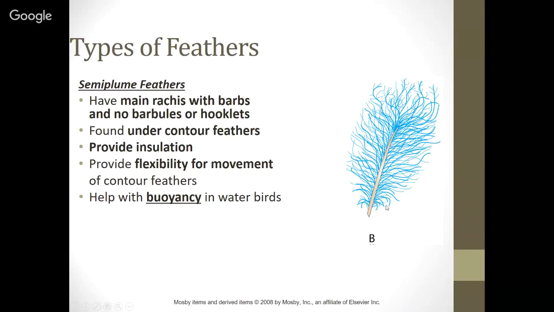This is a semi-plume feather. These have a main rachis, just like the contour feather, and they have barbs coming off the main rachis. There's no barbule or hooklet, so these are not contained within a certain structure. They're kind of going every which way. So these are semi-plume feathers. They are found underneath those contour feathers. They provide insulation and also some flexibility for movement of the contour feathers. They also help with buoyancy in water birds.